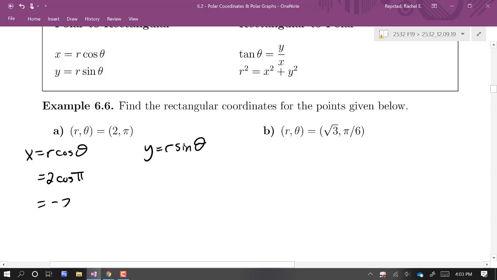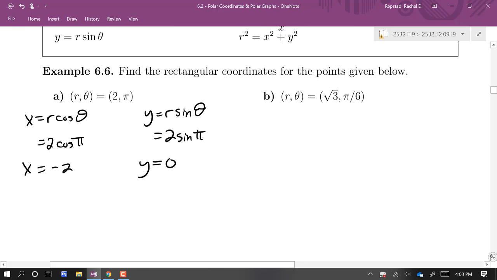-1. This is -2. And then we have 2 sine pi. What's sine pi? 0. So this is the point 2, 0.